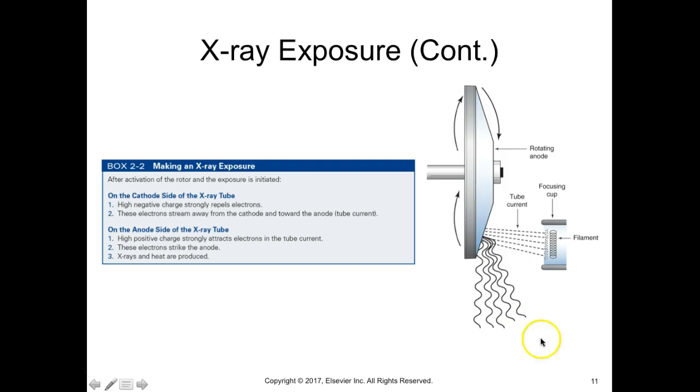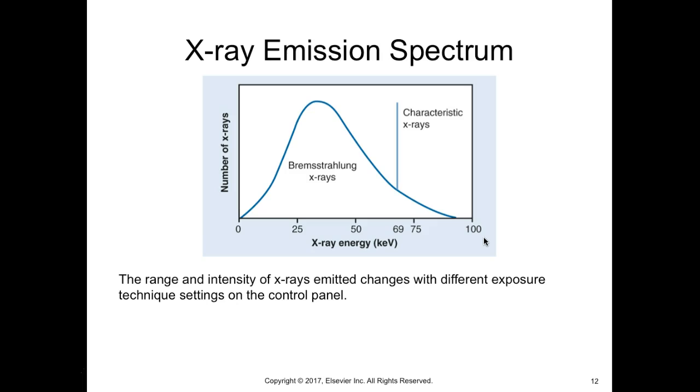What happens is the electrons are boiled off and they're within the focusing cup. You push the button all the way down, and they're pushed and pulled, both away from the cathode and towards the anode. On the anode side, the highly positive charge strongly attracts the electrons in the tube current. These electrons strike the anode. X-rays and heat are produced.